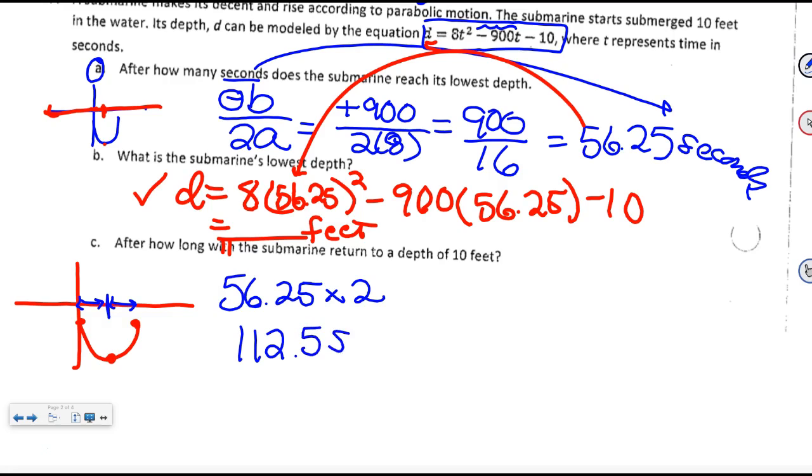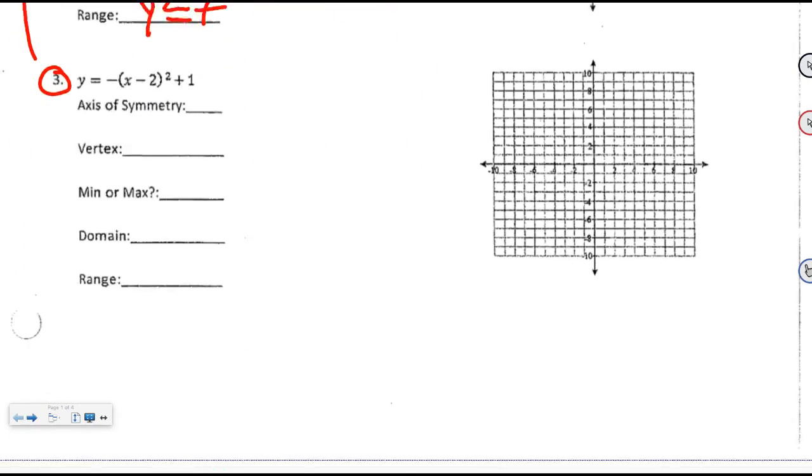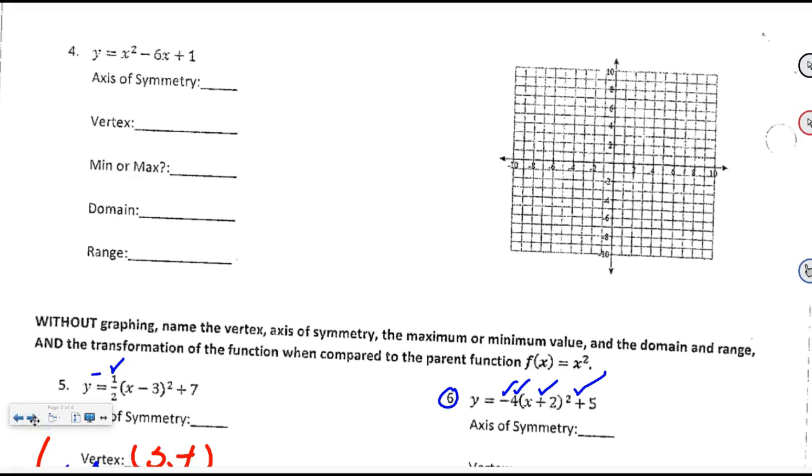which will give you 112.5 seconds. So the first part of your test that's going to take place on Thursday will be all about this graphing. And I do have a little time left, so I'm going to go back and talk about actually this one before I finish.